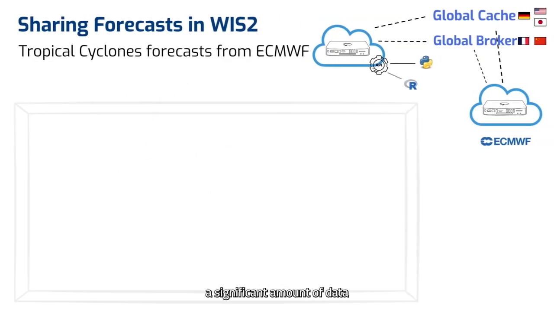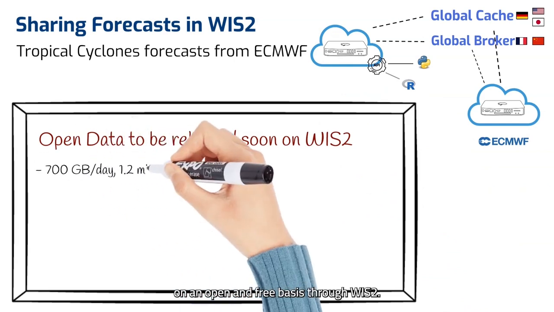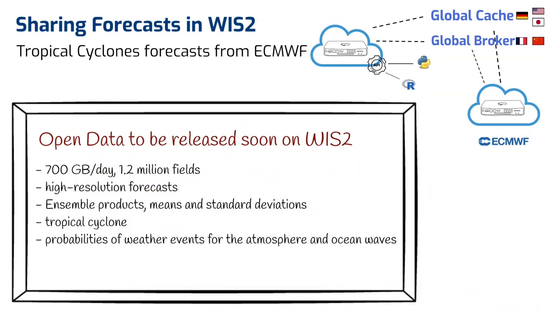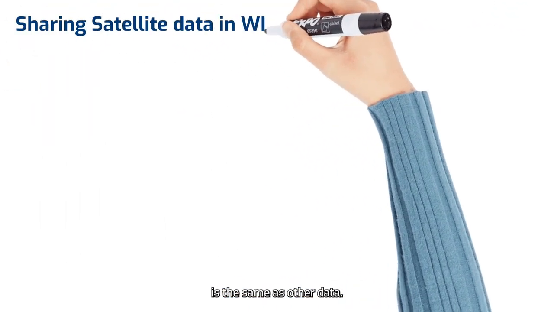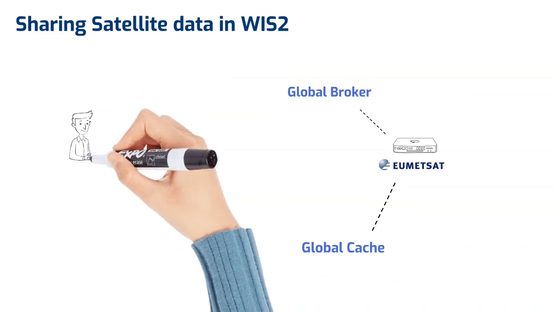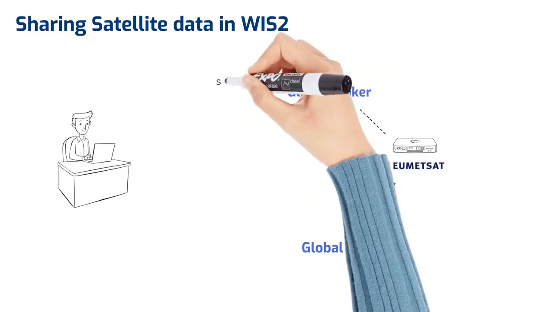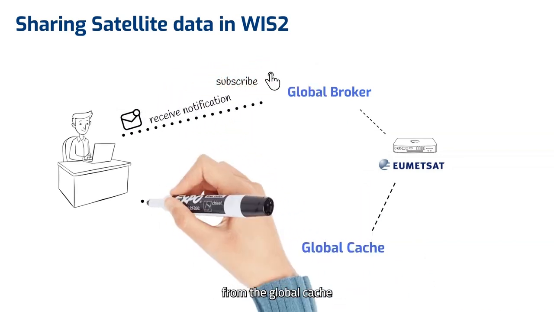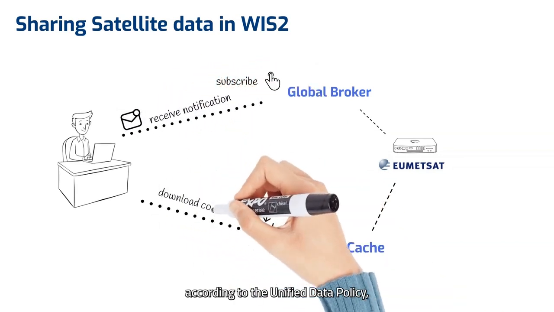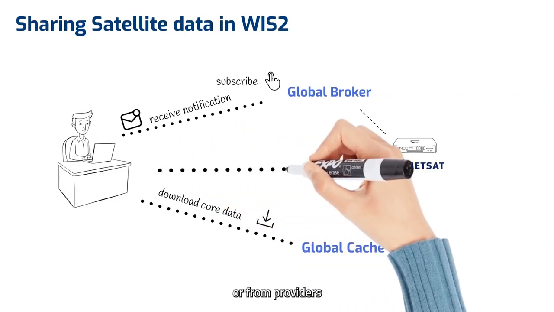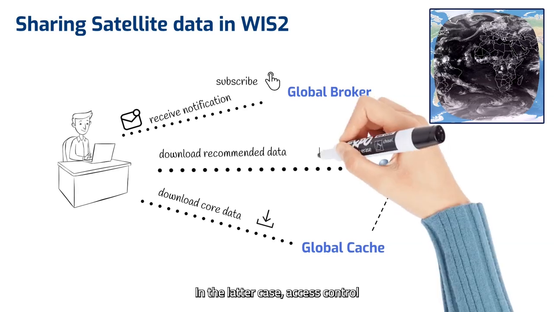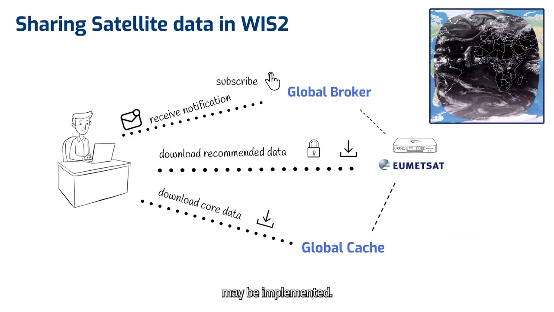ECMWF will release a significant amount of data on an open and free basis through WIS2. Satellite data flow in WIS2 is the same as other data. A subscriber will receive notification of new data and then download them from the global cache if they are core data, according to the Unified Data Policy, or from providers like EUMETSAT directly if the data are recommended. In the latter case, access control may be implemented.